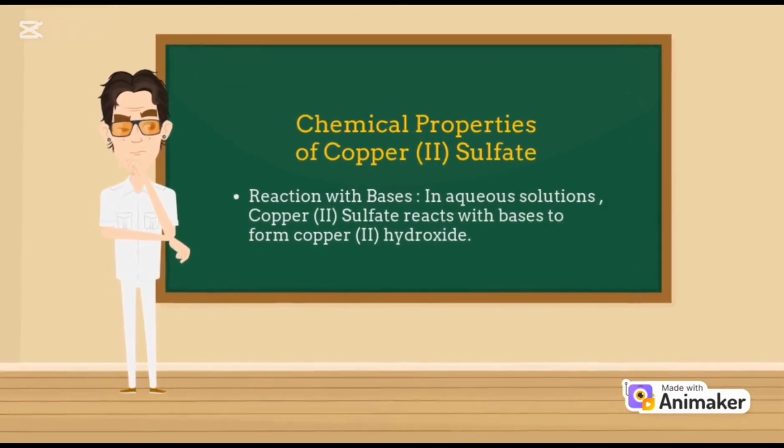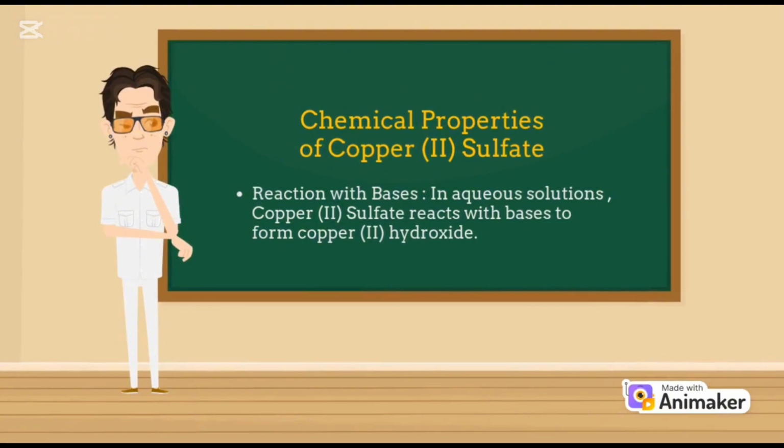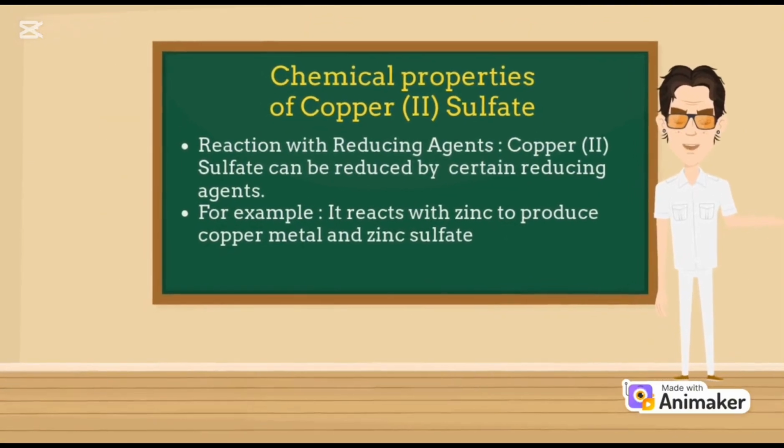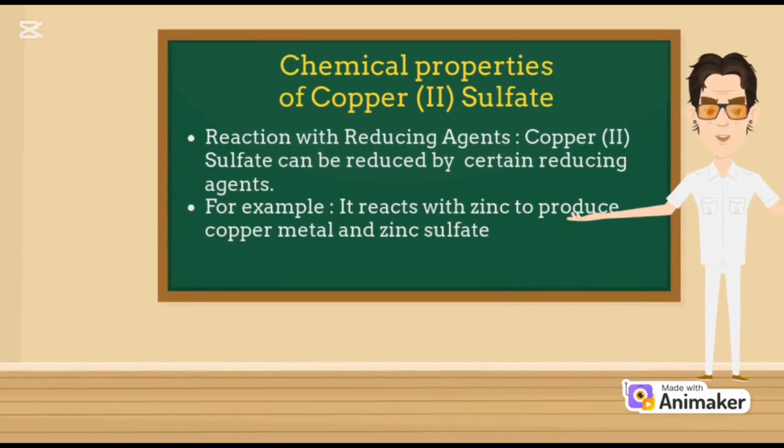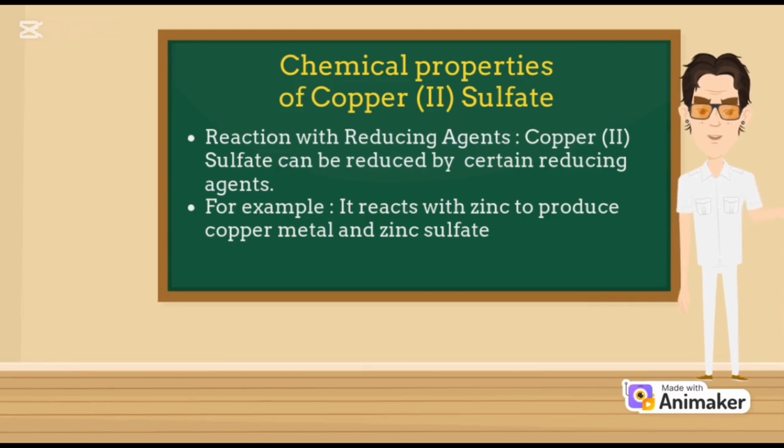Moreover, copper 2 sulfate react with bases to form copper 2 hydroxide. Lastly, copper 2 sulfate can be reduced by certain reducing agents. For example, it reacts with zinc to produce metal and zinc sulfate.